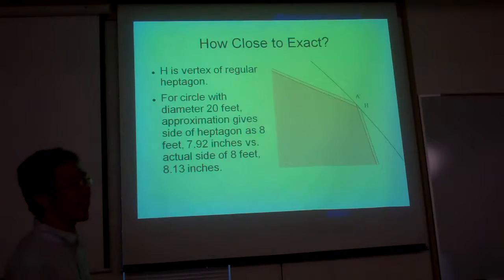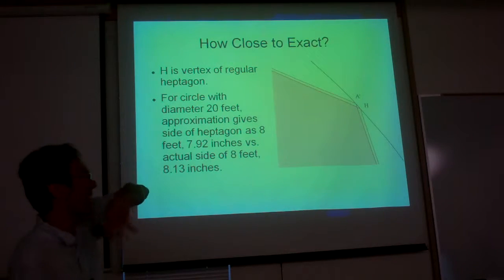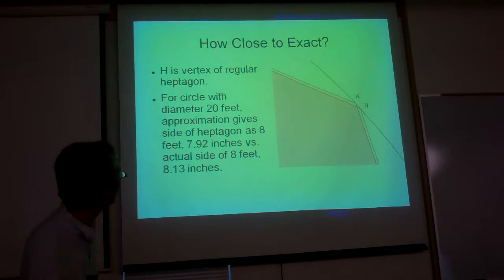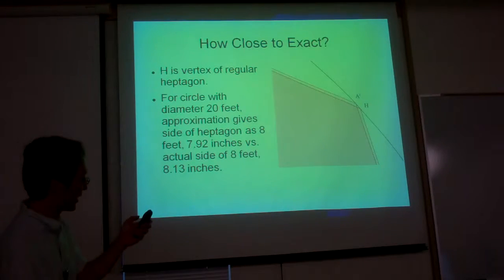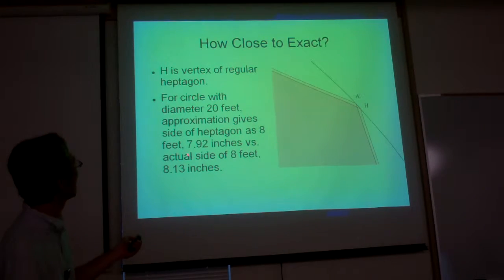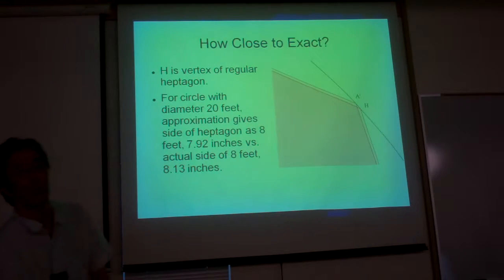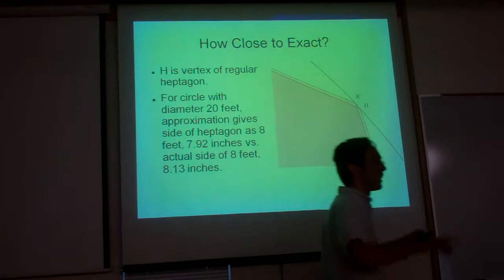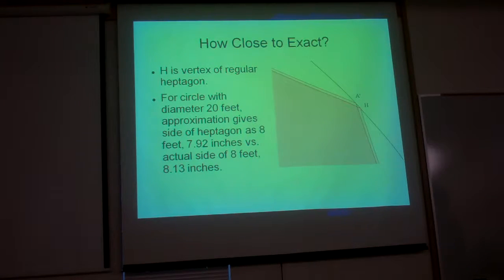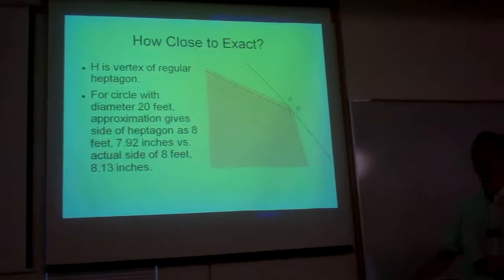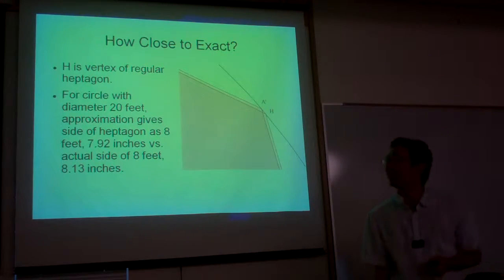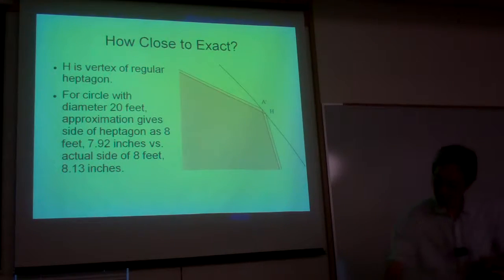And just as an idea of how accurate this is, if we take a circle with a diameter of 20 feet, about half the size of this room, the approximate construction gives us a side of 8 feet, 7.92 inches. The actual side of a regular heptagon is about 1/4 of an inch longer. So in a 20-foot circle, you're talking about 1/4 of an inch discrepancy in the sides. So this is Kepler's 'obviously too short.' Okay, well.